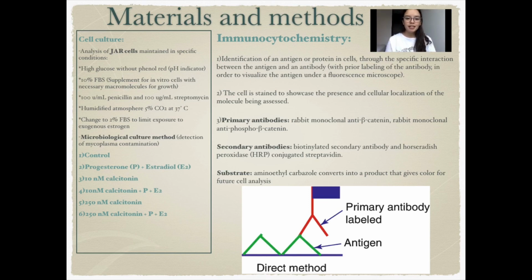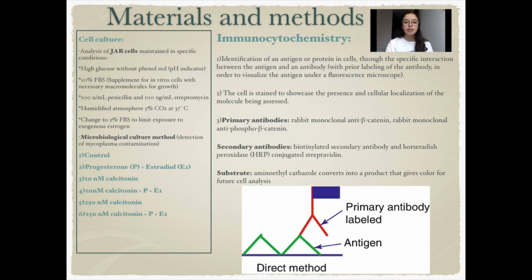After this, they divided the cells into 6 different groups. The first group was the control group, which they didn't do anything to. The second one was the cells with progesterone and estradiol. The third group had 10 nanomolar of calcitonin added. Then you had the fourth group with 10 nanomolar of calcitonin plus the estradiol and the progesterone. The fifth one had a higher dose of calcitonin, 250 nanomolar, and then the sixth and last, they added 250 nanomolar of calcitonin and the progesterone and the estradiol.